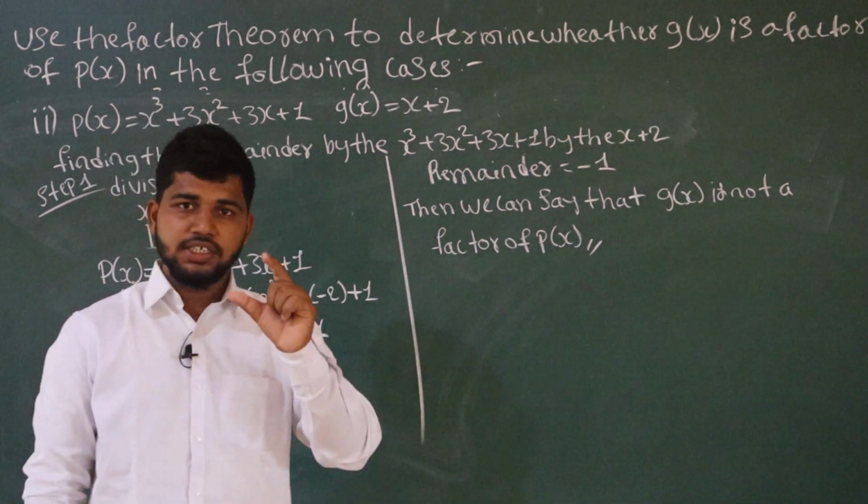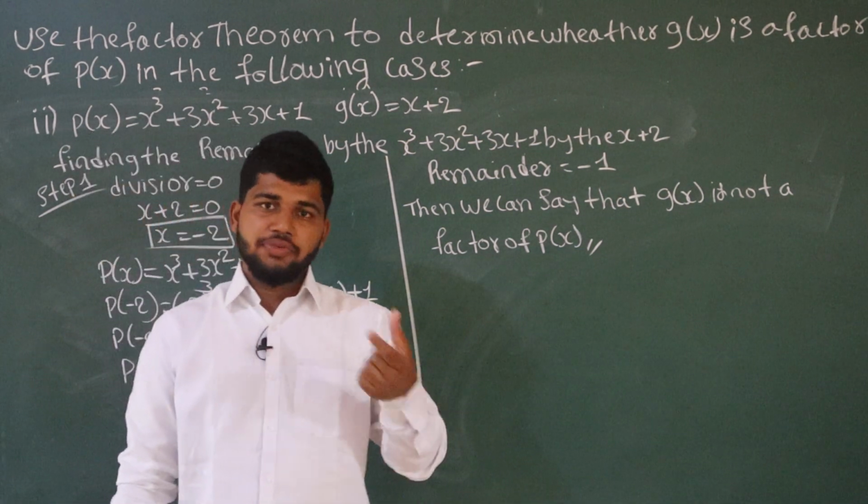If you are getting the remainder equal to exactly 0, then we can say that g of x is a factor of p of x.